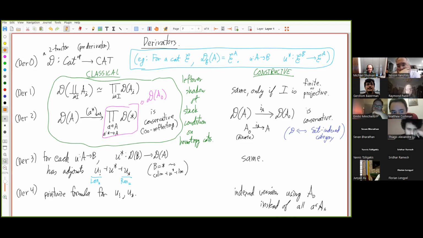I'm trying to process this concept of a derivator. I remember from last week hearing that we should think of the values of the derivator on a small category as being like the derived category or the homotopy category for diagrams of shape A, which makes sense. But is there anything about the axioms that force these values to behave anything like a homotopy category? What in the axioms forces them to be like a homotopy category? Well, it depends a little bit on what you mean by a homotopy category.